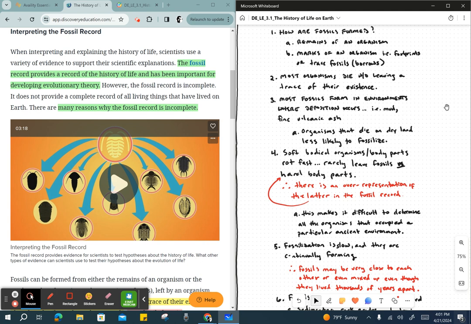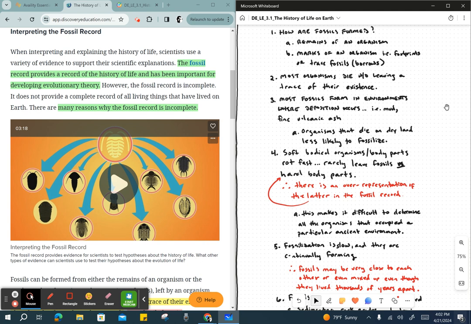Truthfully, most organisms die without leaving a trace of their existence, especially if you are an animal that dies on land. There's a good chance if you die on land that weathering is going to destroy your remains. Maybe other animals eat your remains, right? Leave nothing behind. Maybe animals or other natural processes just destroy your bones. There's a lot of reasons why fossils on land aren't often preserved.